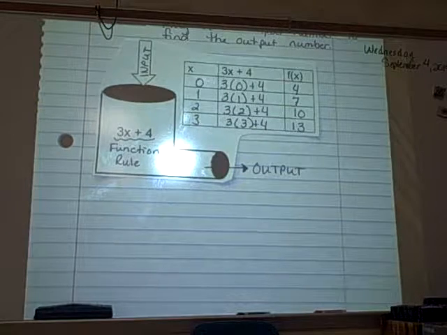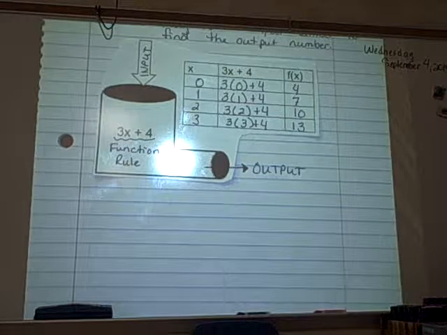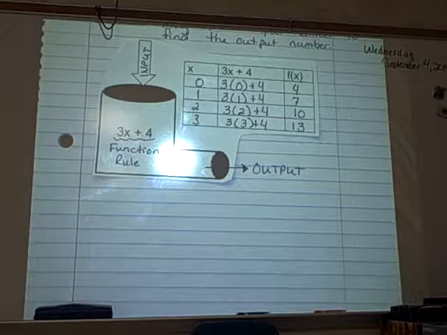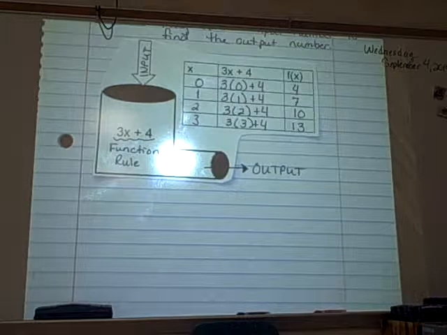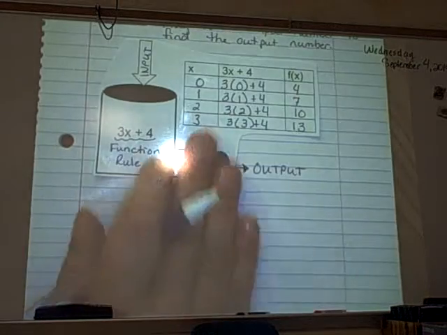Okay, so that's just input, output. We're just figuring out, using a rule, what the input and output is. Now, it's a little different because we've been doing functions and it's just been a list of points, right? This one gives us a rule on how they're getting those points. So that's why this is a little different.